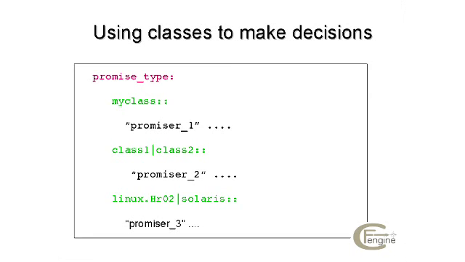So in class 1 or class 2, we do promise 2. On Linux machines at 2 o'clock in the morning, or on Solaris machines, we do promise 3. It sounds like a strange kind of thing to do, but who knows? People have all kinds of strange requirements in their environments. And we want to give them the flexibility to be able to model those strange requirements that they have.